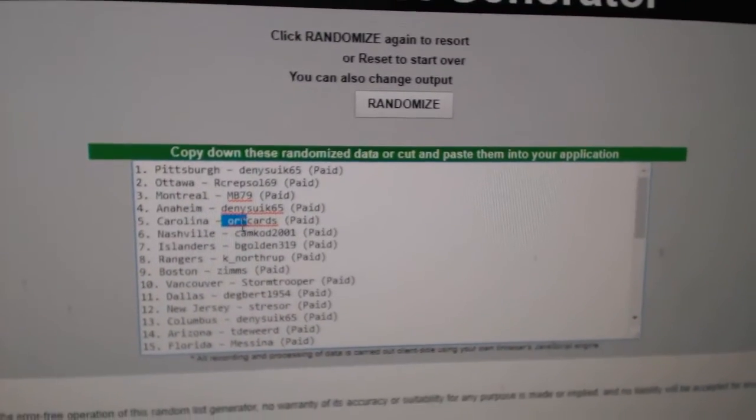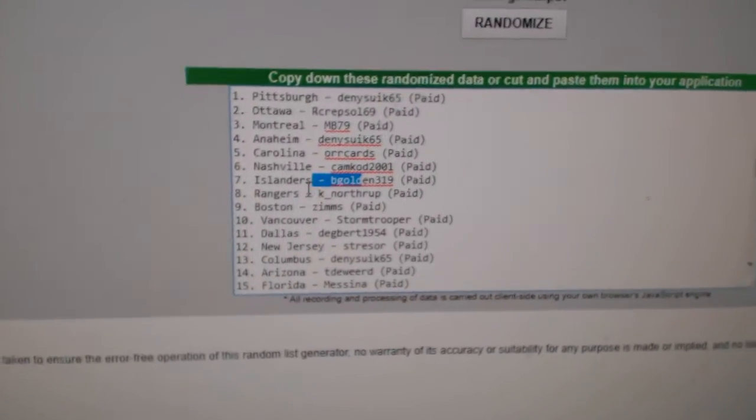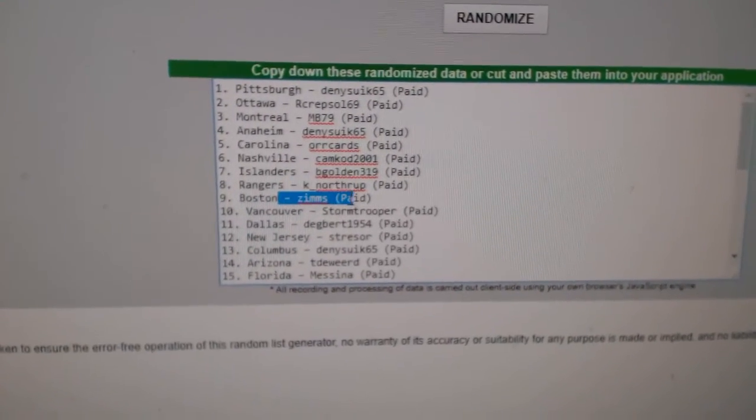Or Cards gets the rookie dual jersey number four. Cam Cod number five. B. Golden gets 213. K. Northrop 214. And 220 goes to Zims.